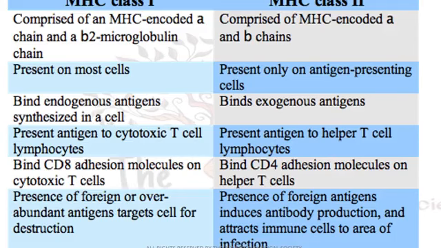These professional APCs generally show these properties and are found in 2 or 3 types of antigen presenting cells or immune cells. That is, one is the macrophage, one is the neutrophils, and another is the dendritic cells.